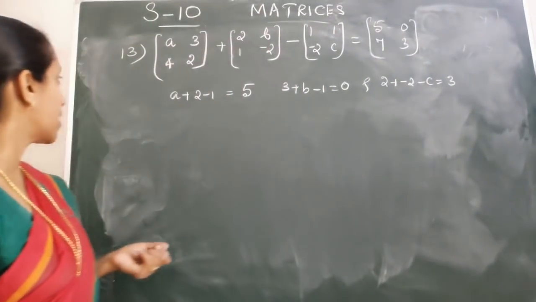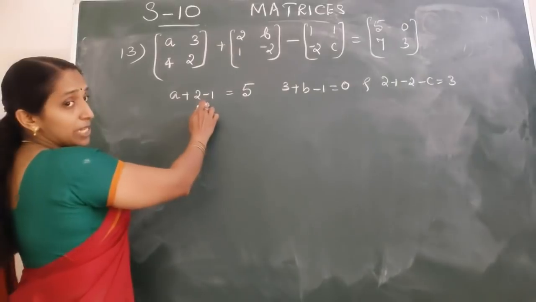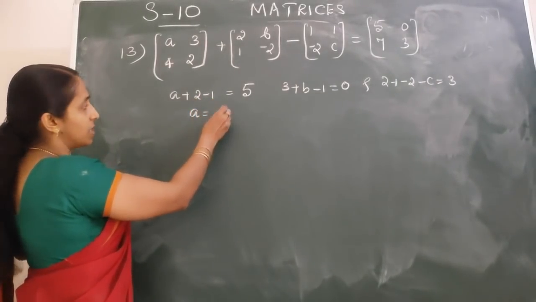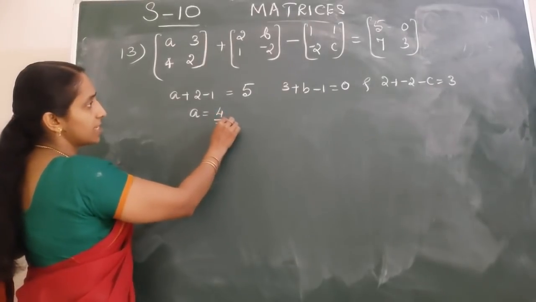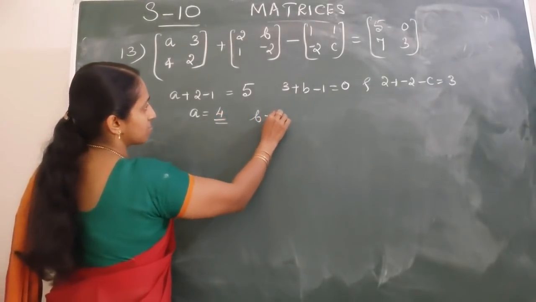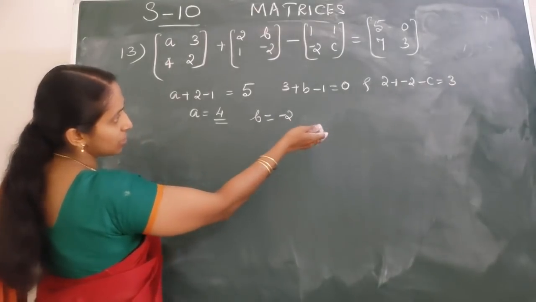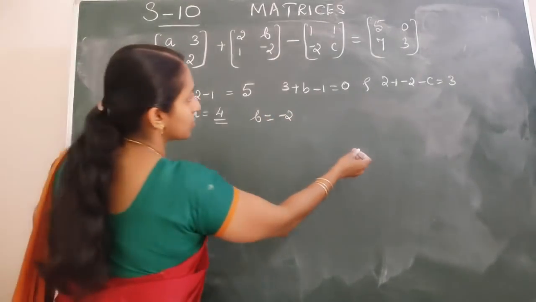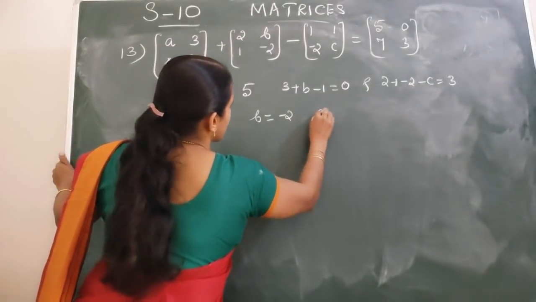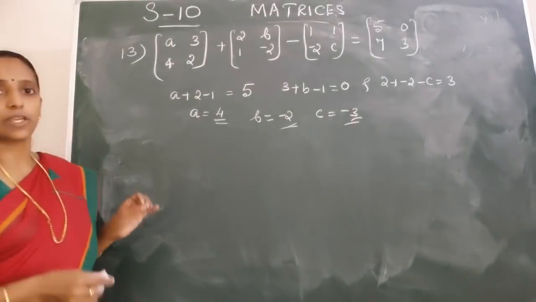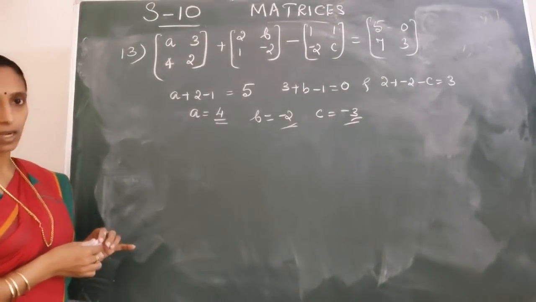That's all. So you are getting plus 2 minus 1 is 1. So A you will get as 5 minus 1, 4. Right? B you will get as minus 2. And 2 plus minus 2 will be 0. C will be equal to minus 3. So you will simplify and you can find out the value of the unknown quantity.